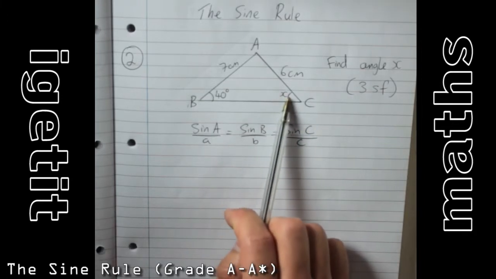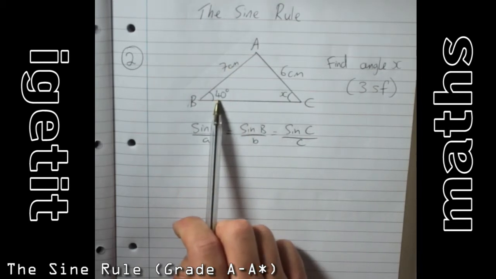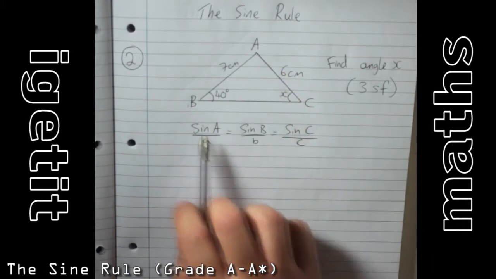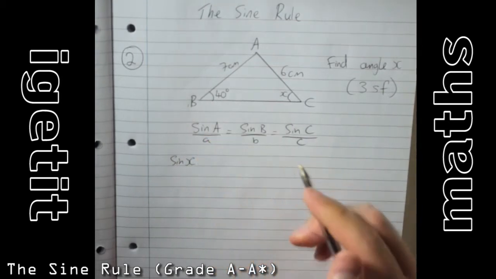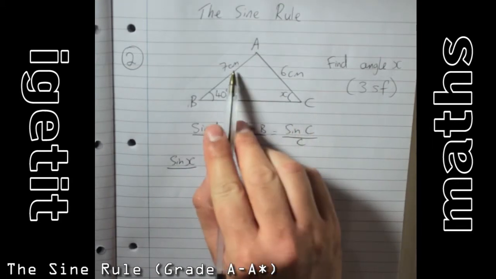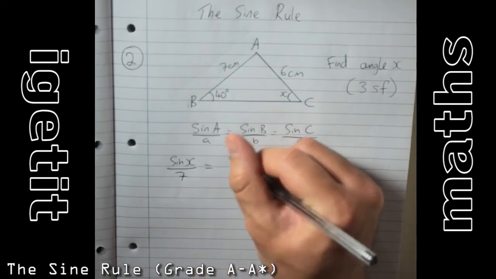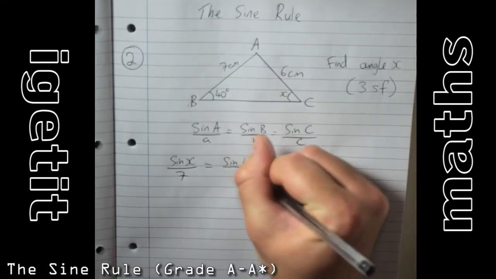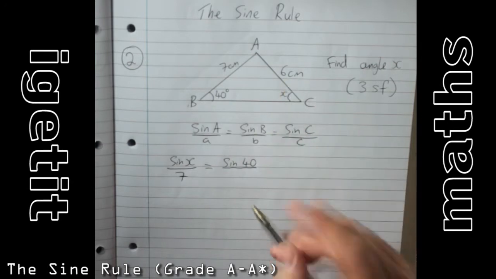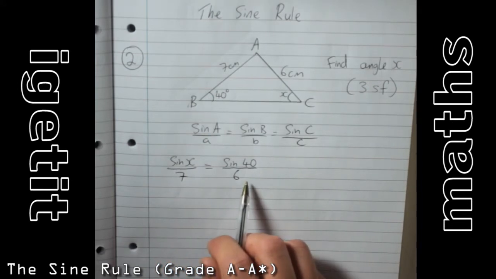We've got this angle here, and we know the side opposite is 7. We've got another angle here, 40, and we know the side opposite is 6. So I can write, using these rules again, that sine x divided by the side opposite, 7, is equal to sine 40 divided by the side opposite, 6. Sine x over 7 is equal to sine 40 over 6.